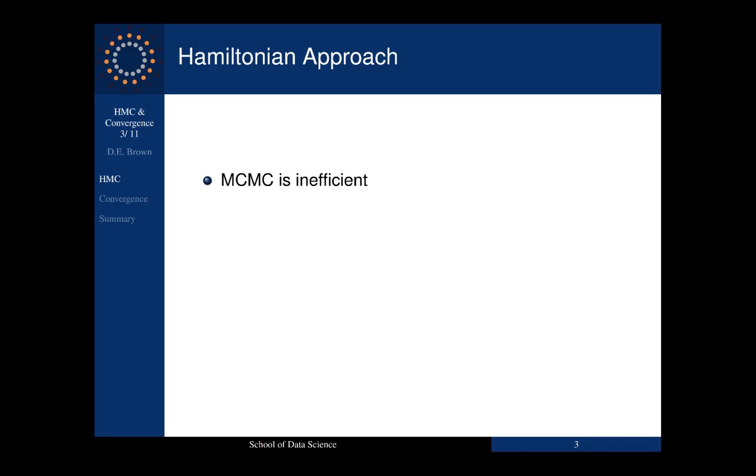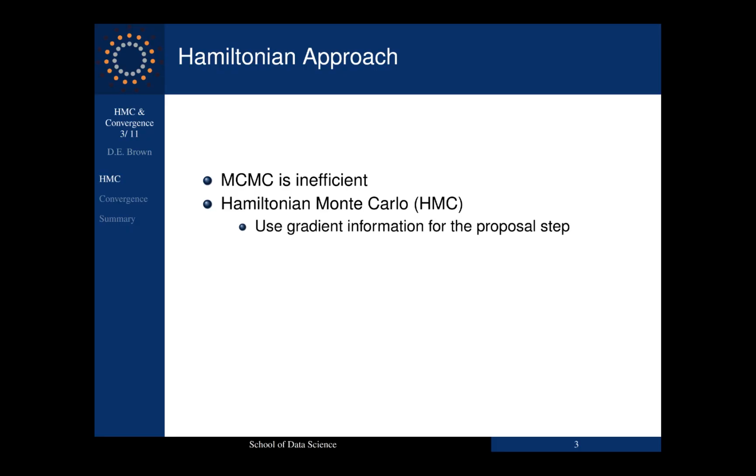So in response, people have developed a number of methods. One of the most effective recent developments is what's known as Hamiltonian Monte Carlo. Hamiltonian Monte Carlo builds on work in physics, as does basic Markov chain Monte Carlo. But what Hamiltonian Monte Carlo does is it uses gradient information for the proposal step.